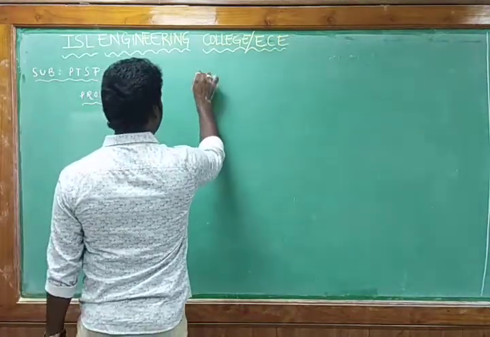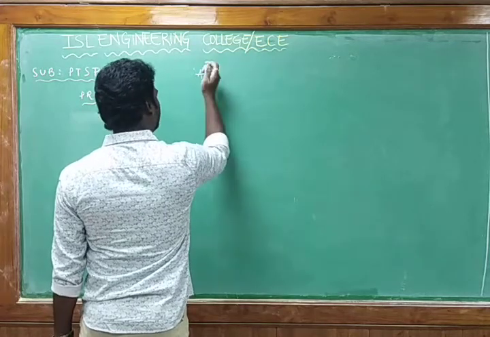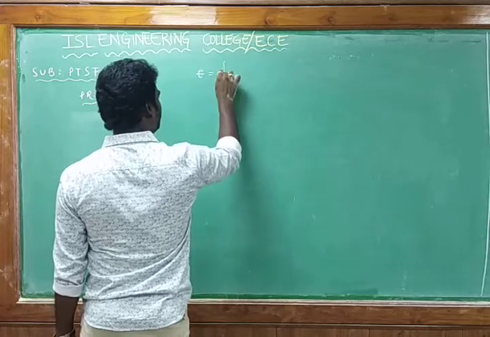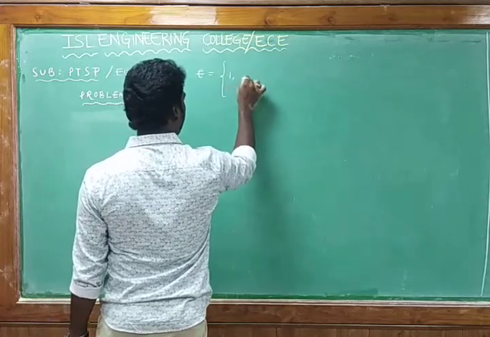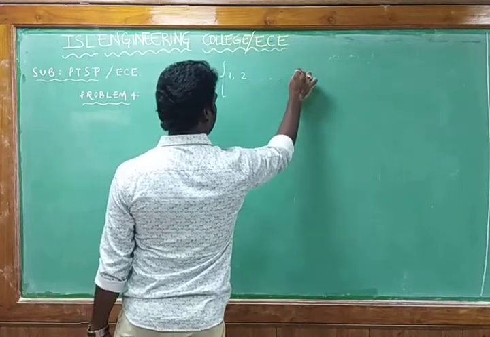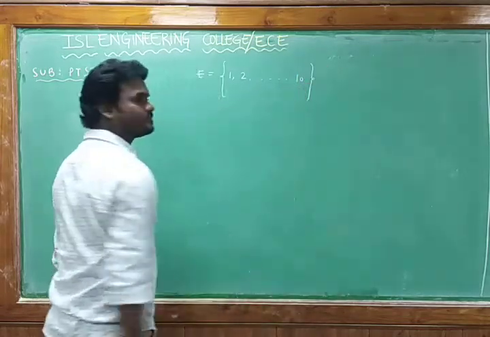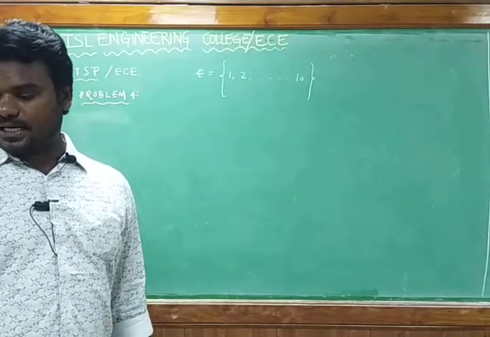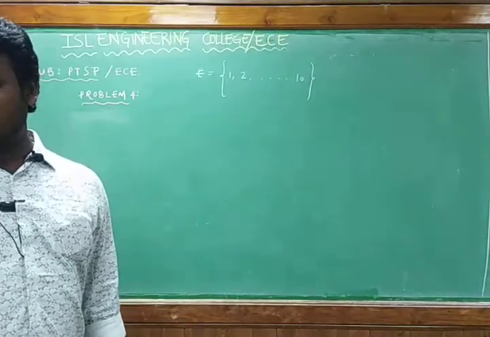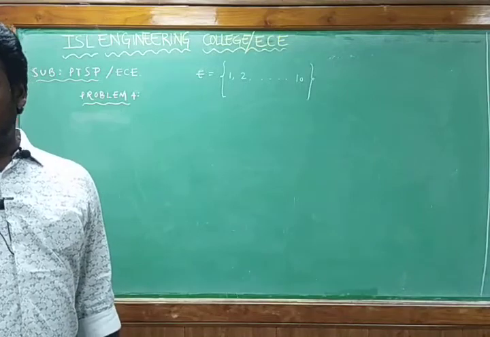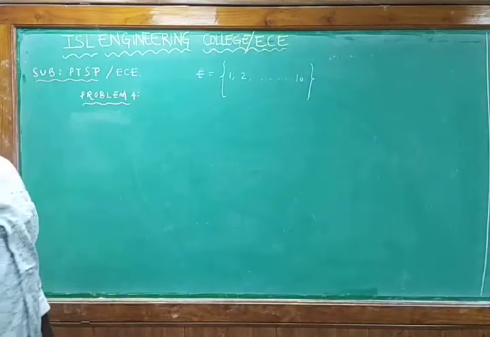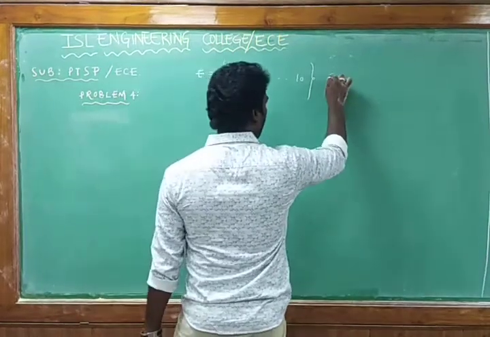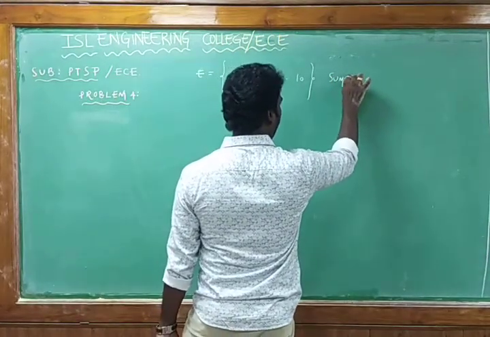I am having a set, assuming E, in which I am having the 10 cards which are numbered from 1 to 10. Two cards are selected at random from 10 cards numbered 1 to 10. Find the probability that the sum is even. That means we require to get the probability of when the sum is even.